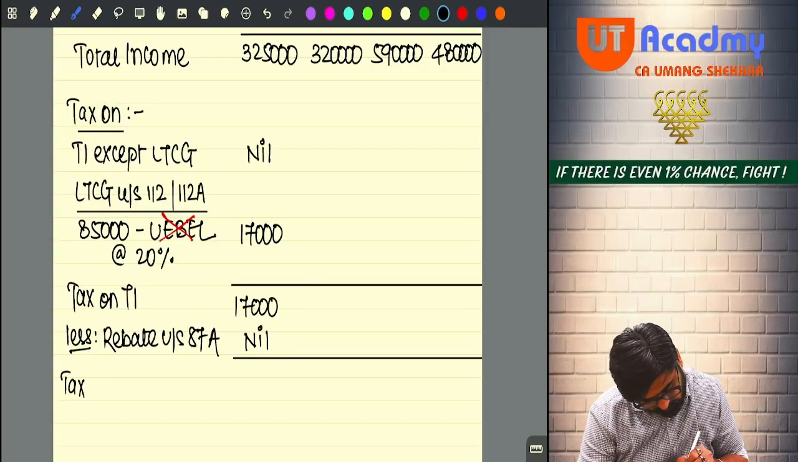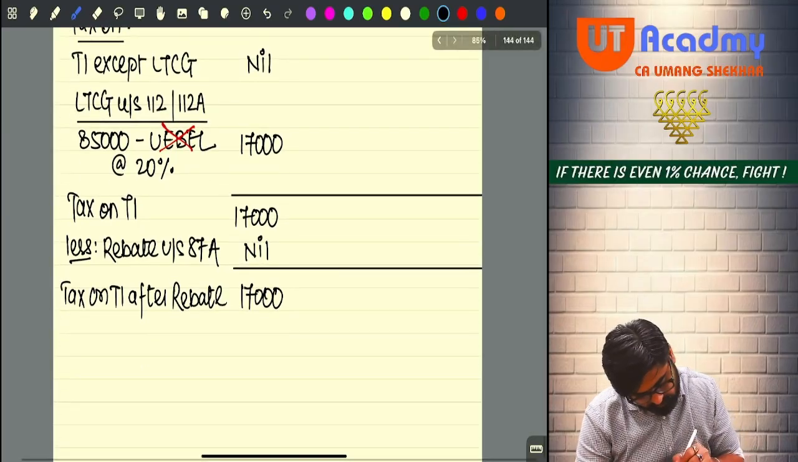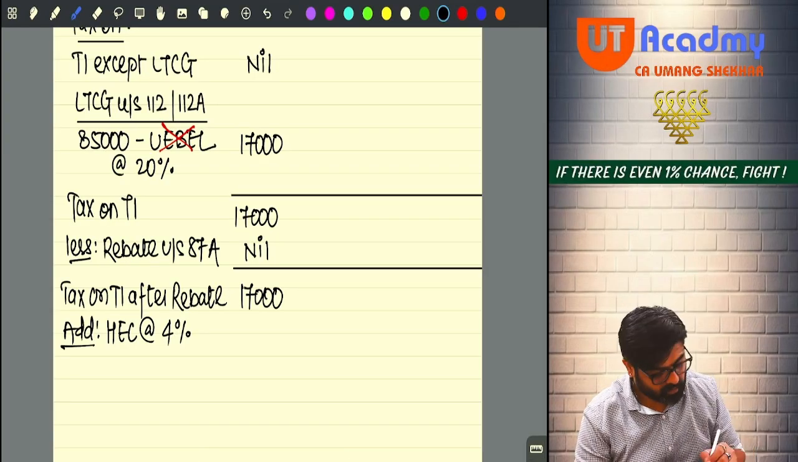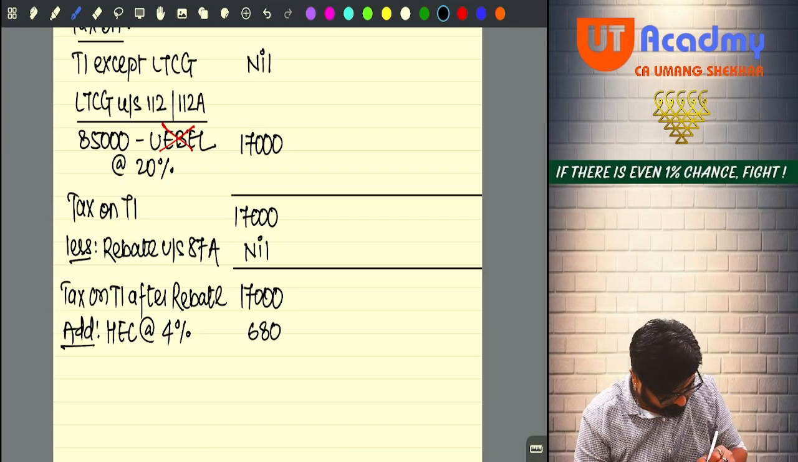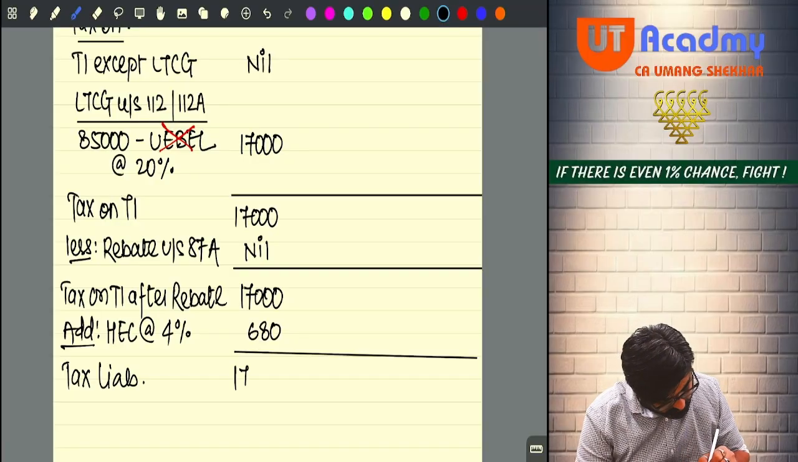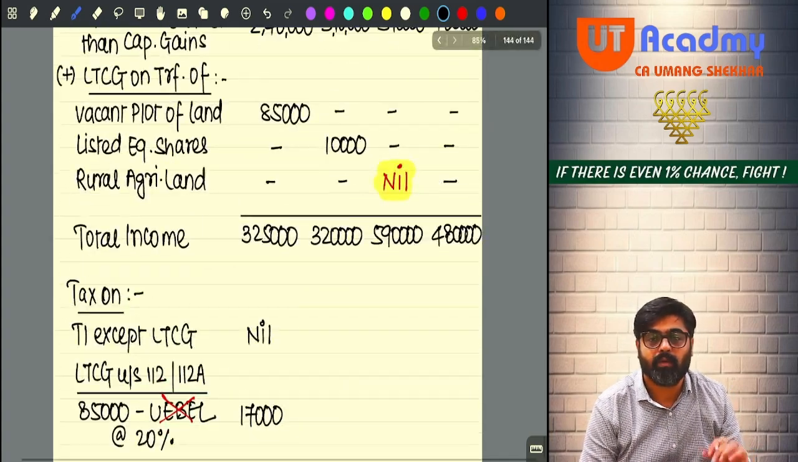So tax on total income after rebate is 17,000 only. You'll add health and education cess at the rate of 4%, which will be 680. So here your tax liability will be 17,680. Did you all understand this much? Now coming to the second case.